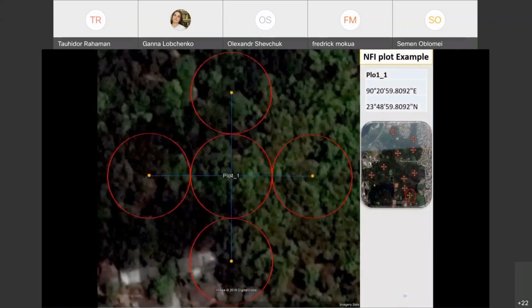This is another example from the national forest inventory. Here we can see a sample plot. It consists of 5 subplots. For 3 zones, there were 5 subplots in one cluster plot. But for the Sundarban and the coastal zone, there were 3 subplots in a single plot due to their homogeneity and similar forest characteristics.